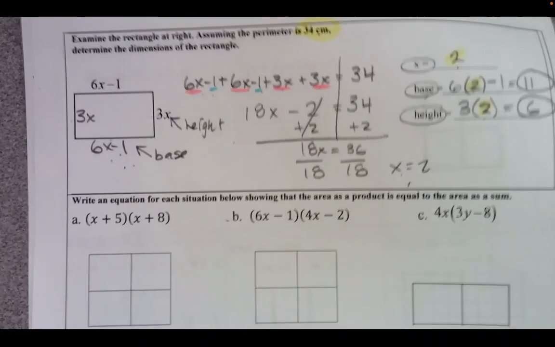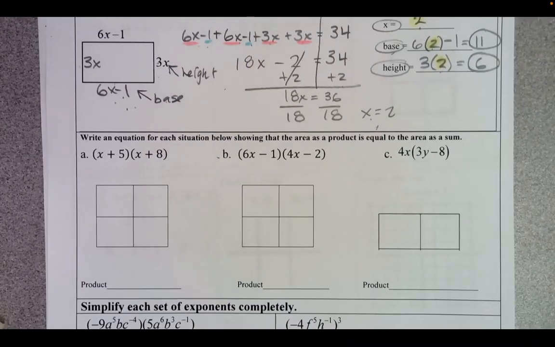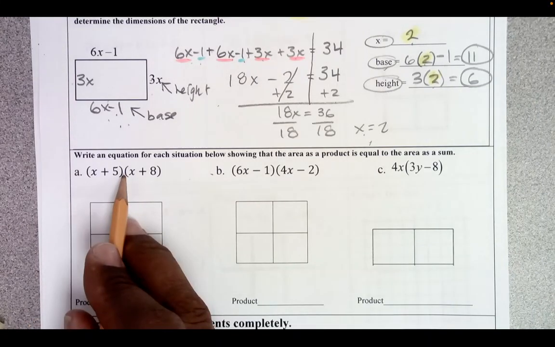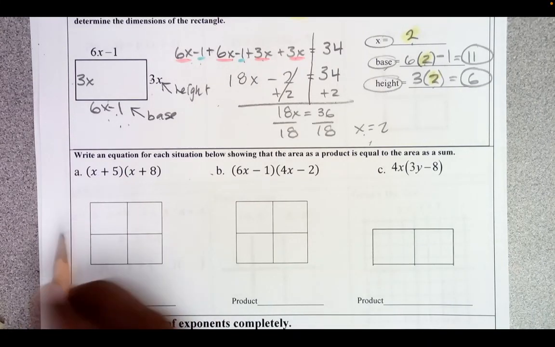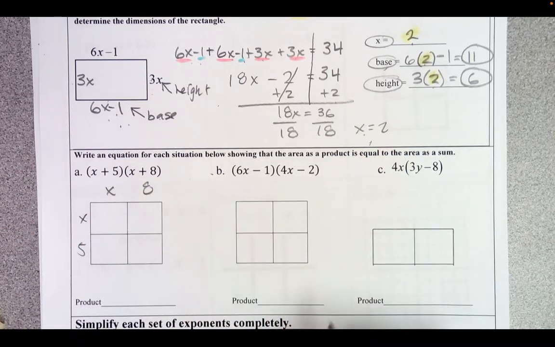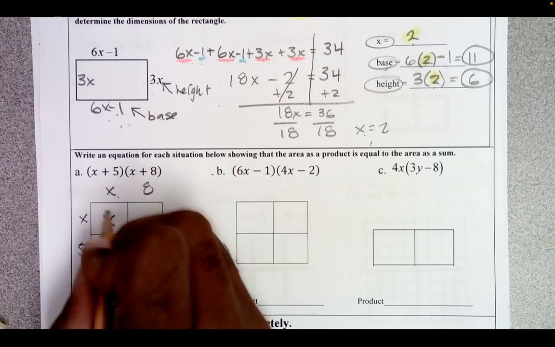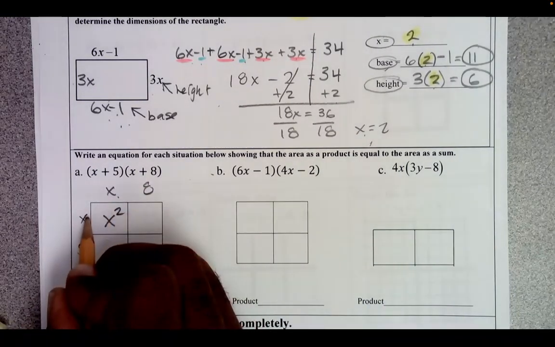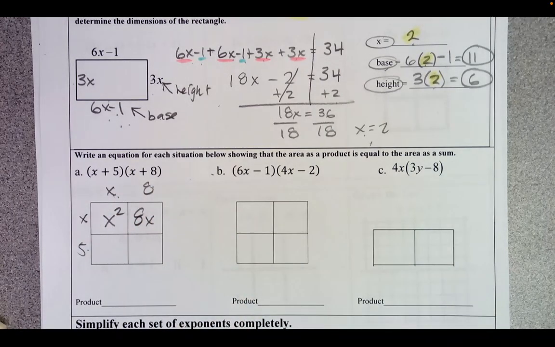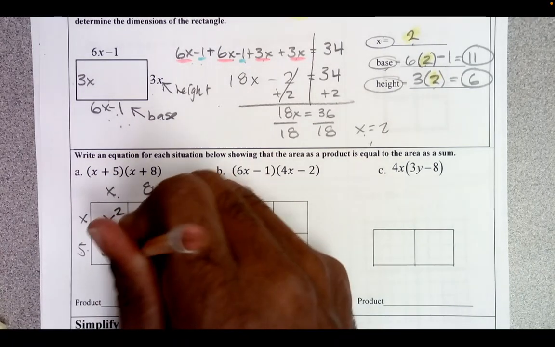All right, so now here's the box, what we've been working on for the last week or so. Remember, we have to set our box up first. So I'm going to put this side of this factor on this side, so x and plus 5, and then the x and 8 go here. And remember, the first step is to multiply. So x times x is x squared. Then x times 8 is 8x. Then x times 5 is 5x. 5 times 8, that's 40.